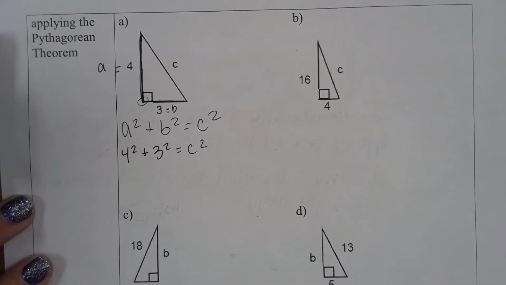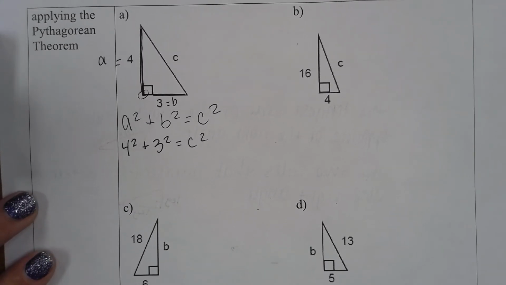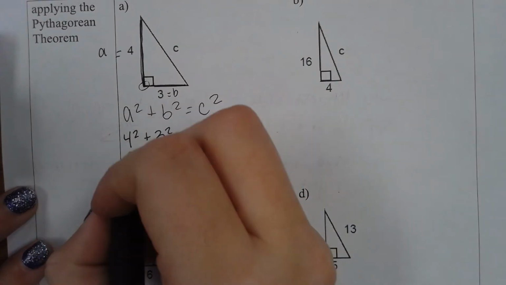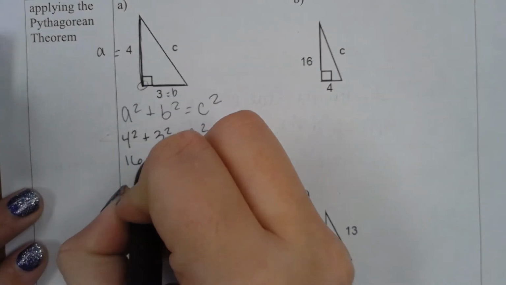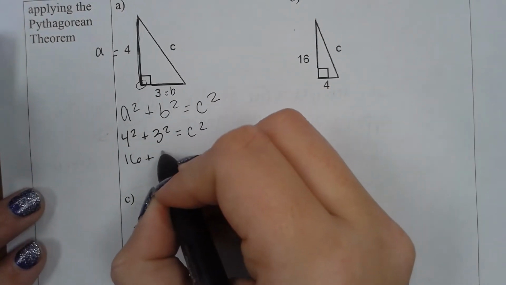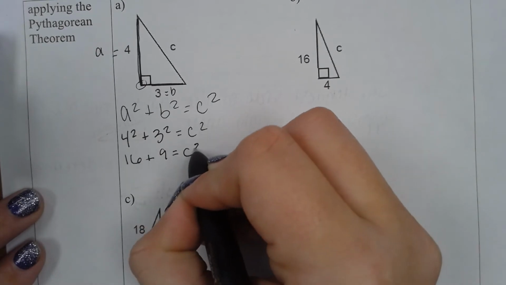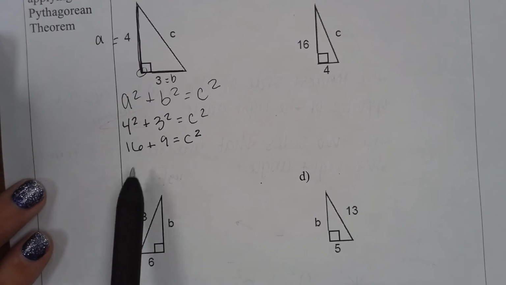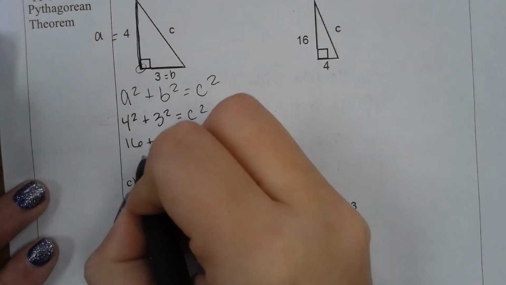Now notice I do need to simplify the left side of my equal sign before I can do anything else. So 4 squared is 4 times 4, which is 16. 3 squared is 3 times 3, which is 9. And then now I can take 16 plus 9 to give me 25.